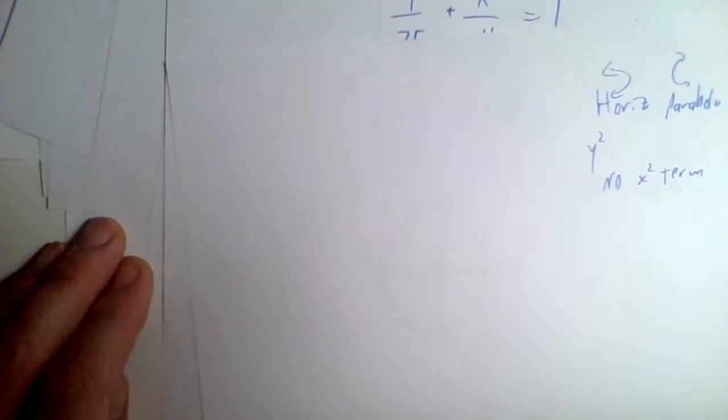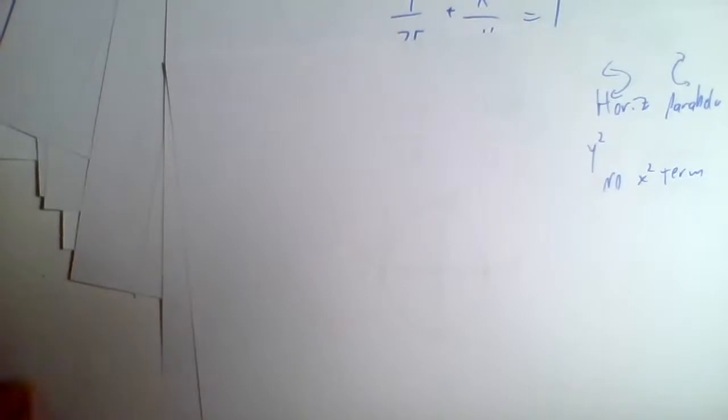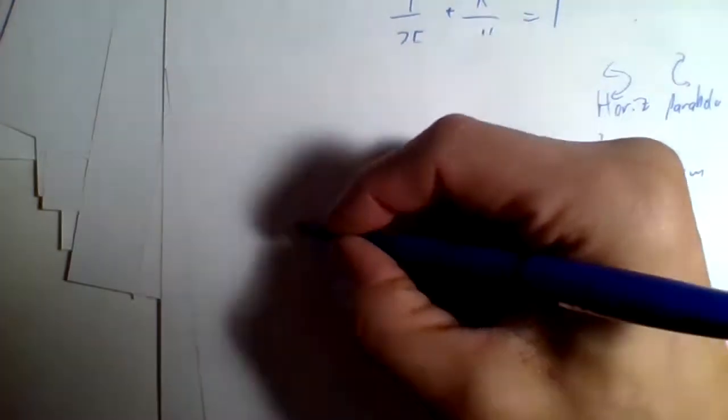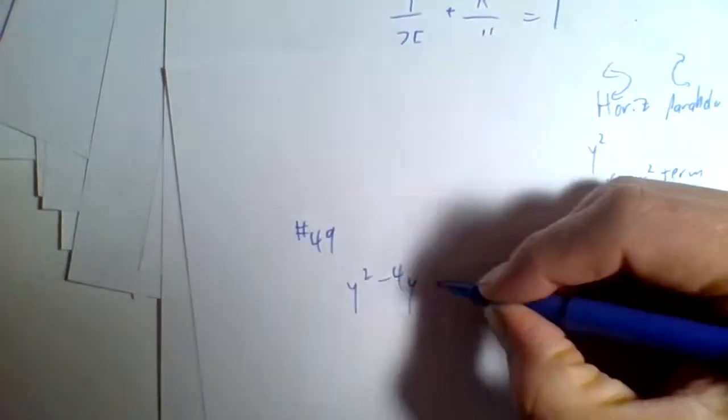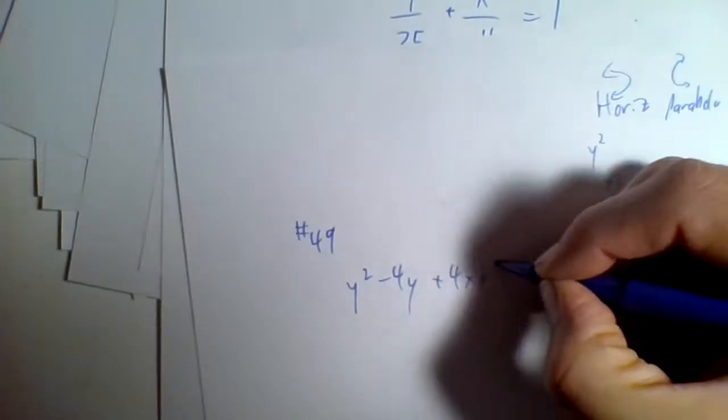Do we have one in this exercise set? Let me go back to the parabola section. In the chapter, they're all sorted out by which type, and then in that chapter review, they're mixed in together. So I'm going to go back to just parabolas. 10.2 was all the parabola stuff. Equation might start off like this. Here's one, number 49. This is y squared minus 4y plus 4x plus 4 equals 0.